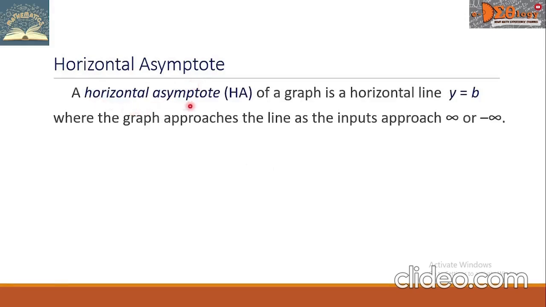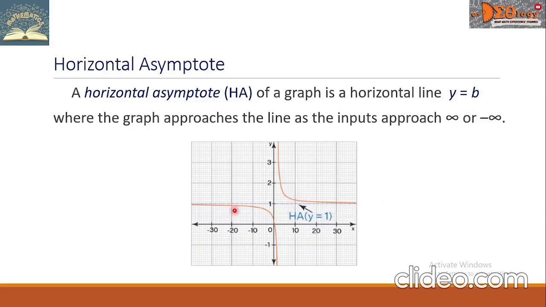Let us define horizontal asymptote. A horizontal asymptote, denoted by capital H, capital A, of a graph is a horizontal line y equals b, where the graph approaches the line as the inputs approach infinity or negative infinity.